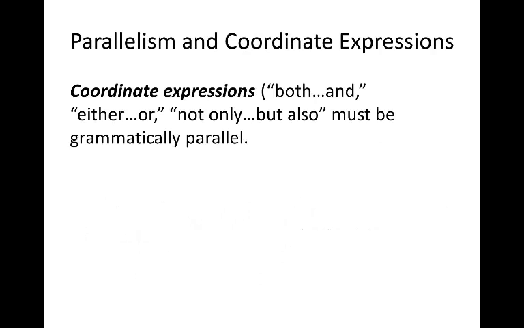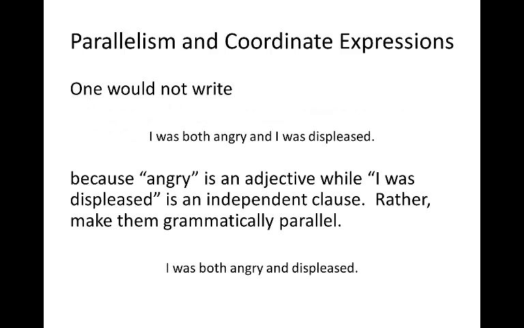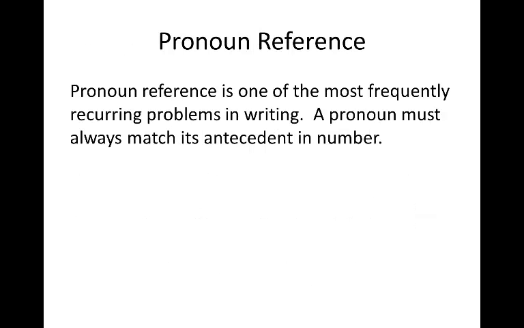Parallelism also relates to coordinate expressions. Coordinate expressions refers to those expressions like both/and, either/or, not only/but also. Those too must be grammatically parallel. So I would not write, "I was both angry and I was displeased." If you look at what comes after the both and the and, what comes after the both is "angry," an adjective. What comes after the and is "I was displeased." That's an independent clause. It doesn't work. So what I would do instead is make them grammatically parallel. I would write, "I was both angry and displeased."